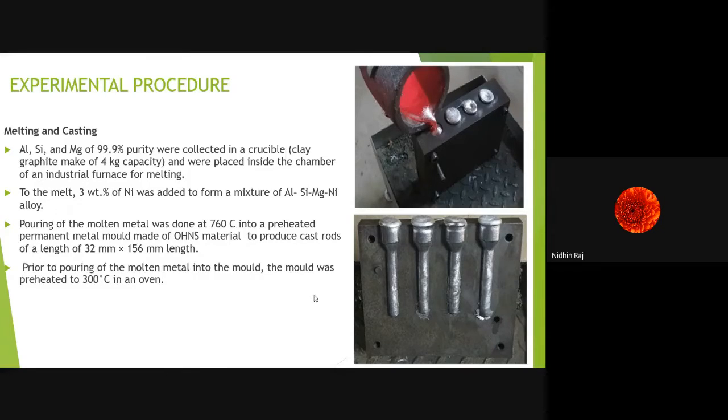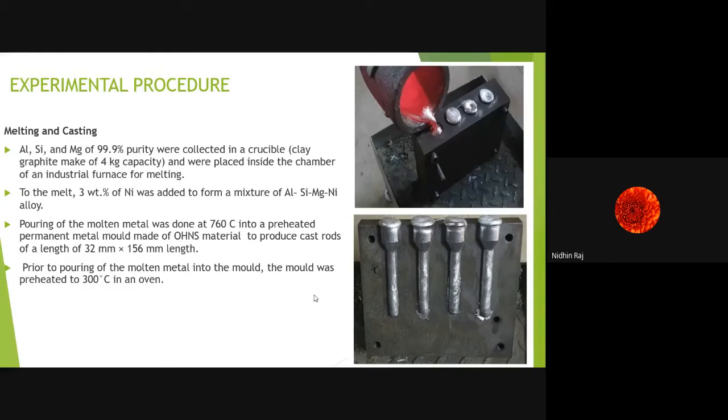Prior to pouring, the mold was preheated to 300 degrees. This was carried out in an oven. Lubricoat die coat material was applied onto the cavities of the metal mold. In addition, the cast rods were machined to 16 mm diameter and 156 mm length. The specimens from the machined rods were then used for different characterization techniques and various mechanical and tribological testing purposes.